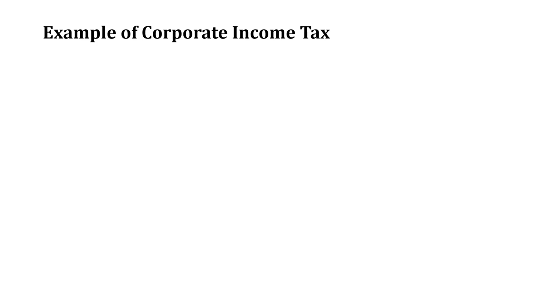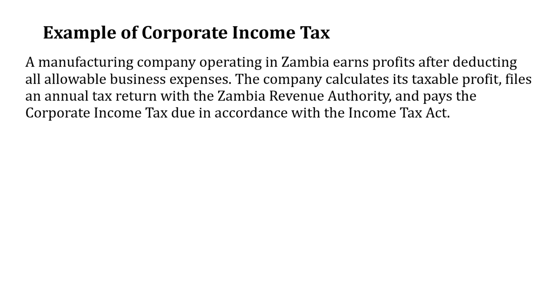Now let's move on to the examples of corporate income tax. An example we can give is a manufacturing company operating in Zambia. It earns profits after deducting all allowable business expenses. The company then needs to calculate its taxable profit, files an annual tax return with the Zambia Revenue Authority, and pays corporate income tax due in accordance with the Income Tax Act.